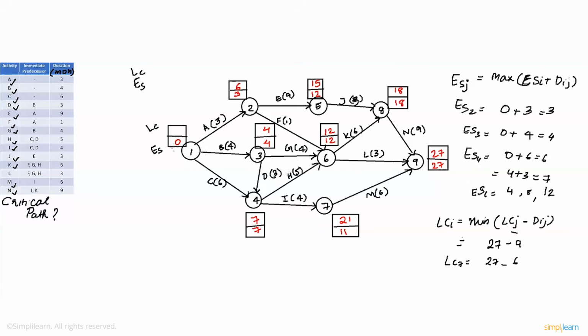And finally, we've come to node number 1. Here, the final answer, it's either A, B, or C, which is node 2, 3, or 4. So for node 2, we have 6 minus 3, which is 3. For node 3, we have 4 minus 4, which is 0. And for node 4, we have 7 minus 6, which is 1. Clearly, we have a winner, which is node number 3. So let's write the latest completion time. It's 0. And there we go, the backward pass is now complete.